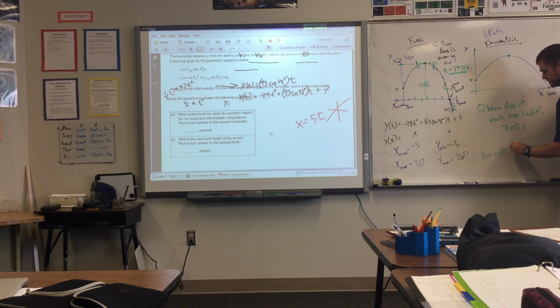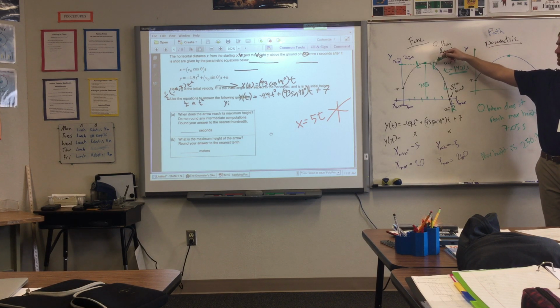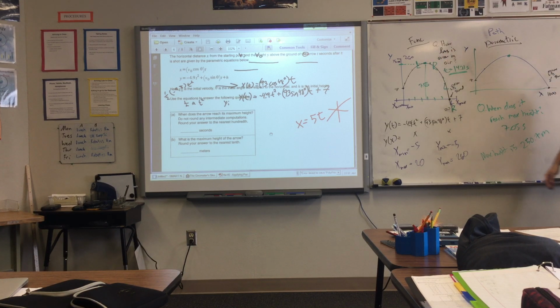Max height is, give me to the nearest 10. 250.7 meters. So basically, in this case, we are using the maximum feature of the calculator to find that max height. Okay?